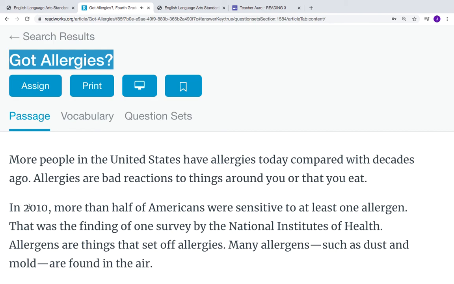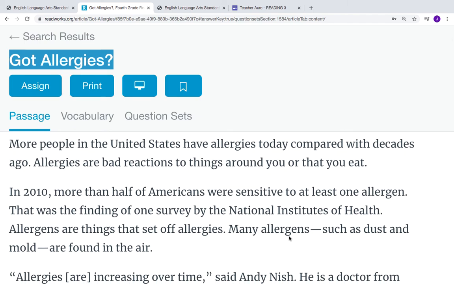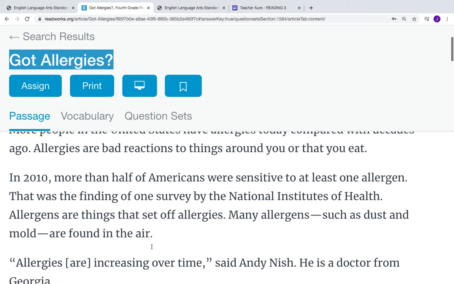So the author goes back and dates the study that she's referring to. It's about 10 years ago, and what they found is that more Americans are sensitive to an allergen. And I like how the author explains what an allergen is. Well, an allergen is what sets off our allergies. It's what we're allergic to. And the author also gave us where she found the survey, which was done by the National Institutes of Health. So that's very good to support the main idea of this text. The author also explains some examples of allergens like dust and mold, and those are found in the air.